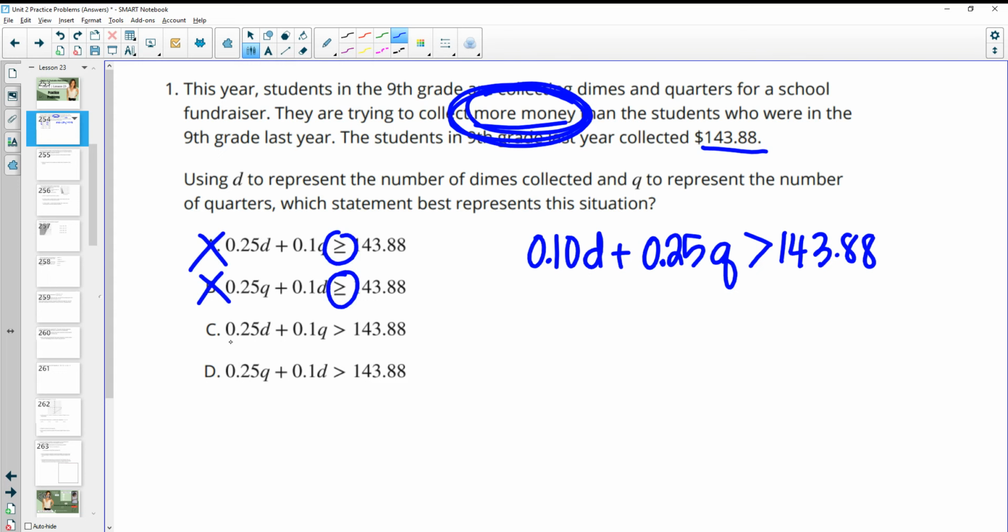And when we look closer here, this one says 25 cents for dimes, and that's incorrect because 25 cents is how much a quarter is. And then 10 cents for the dime, that's greater than the total from last year. So D would be our correct answer.